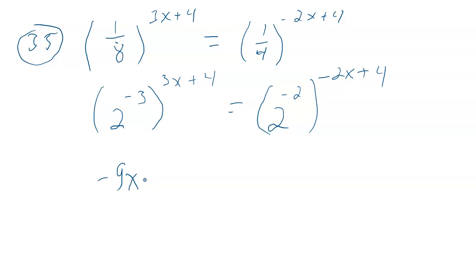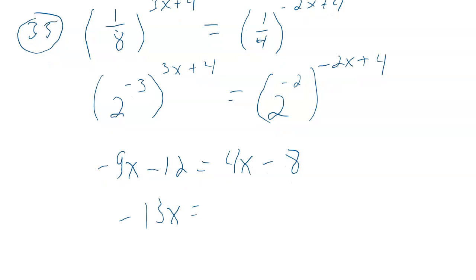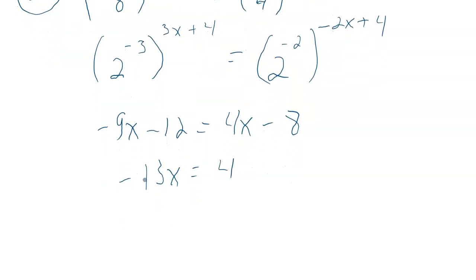Multiply. Negative 9x minus 12 is equal to 4x minus 8. Let me check my work here. Looks good. Solve, I guess. Negative 13x is equal to, doesn't feel right, but whatever, positive 4. X is equal to negative 4 over 13.